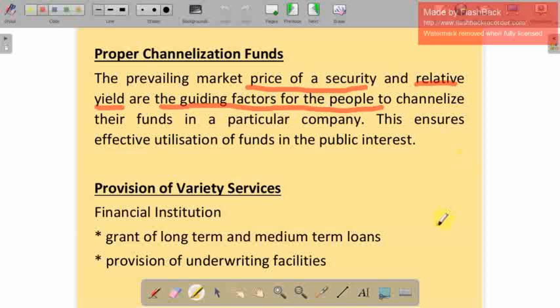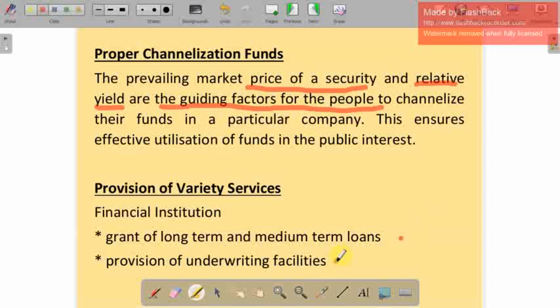The first one, grant of long-term and medium-term loan. What is a long-term loan? More than 365 days or more than 1 year is called long-term. Medium or short-term loan means less than 1 year. Okay, and provision of underwriting facilities.